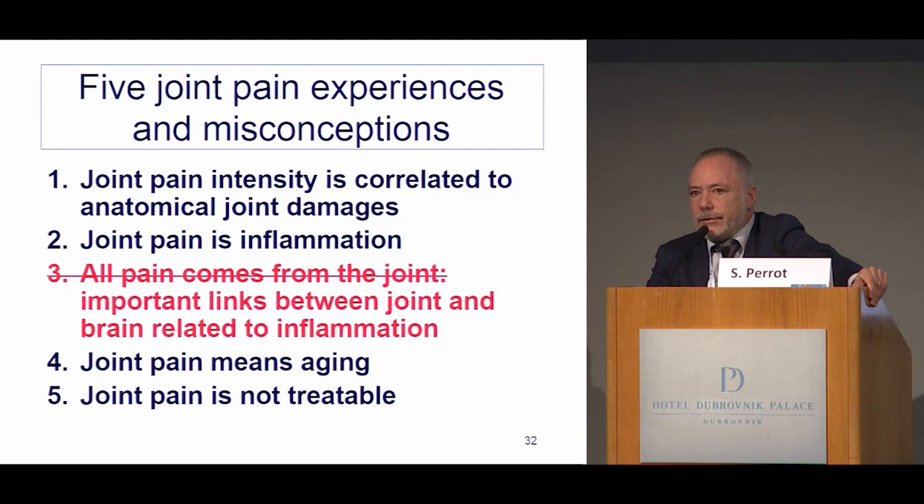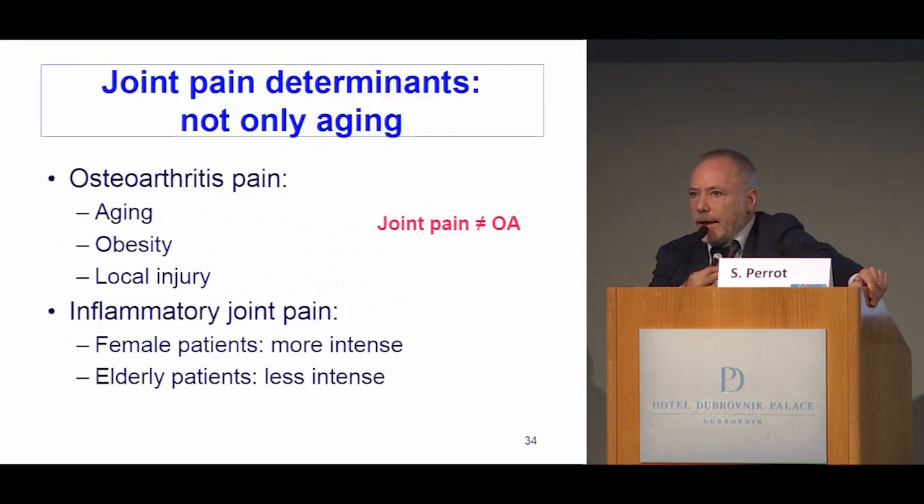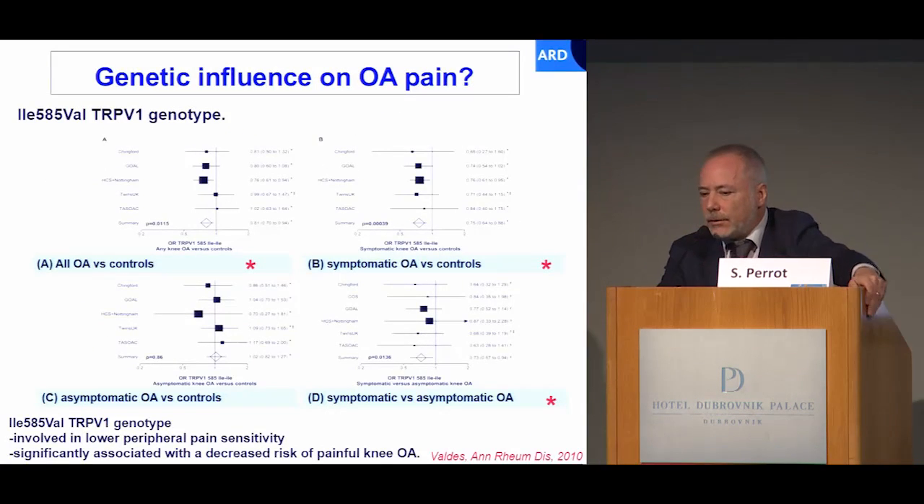The fourth point is that for many patients and also physicians, joint pain means aging, and in fact, aging takes an important part in these patients, but not only aging. Obesity is also important to consider, as is local injury, and we should differentiate joint pain and osteoarthritis as a disease, which are not the same. And it's not only aging.